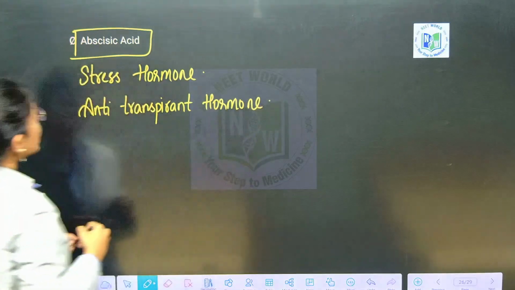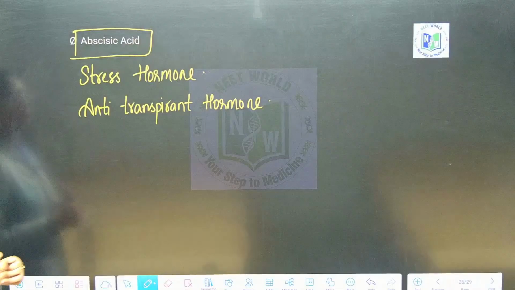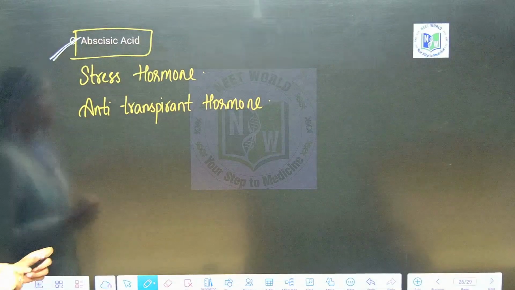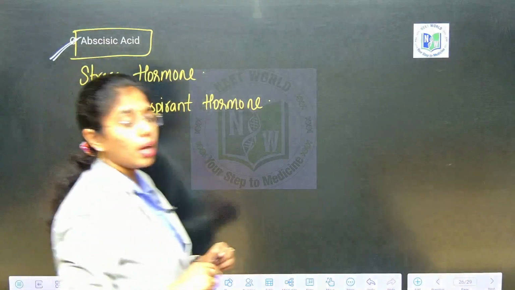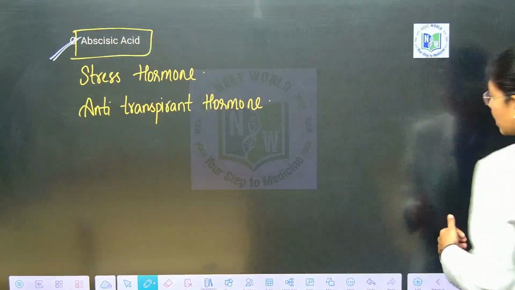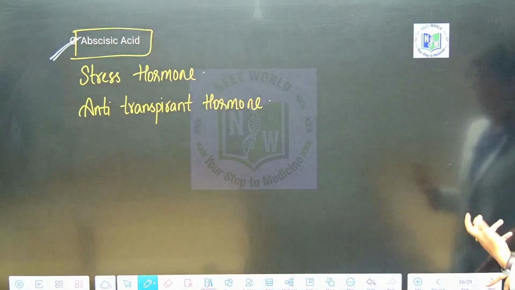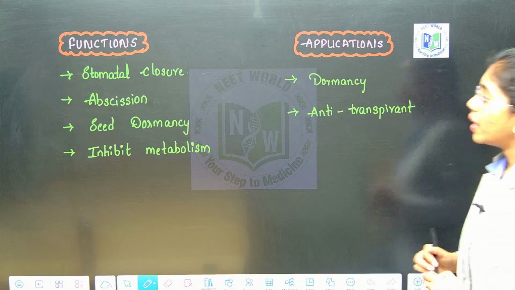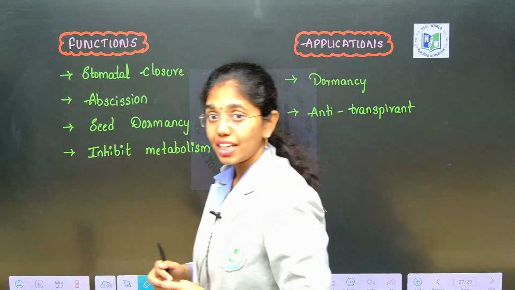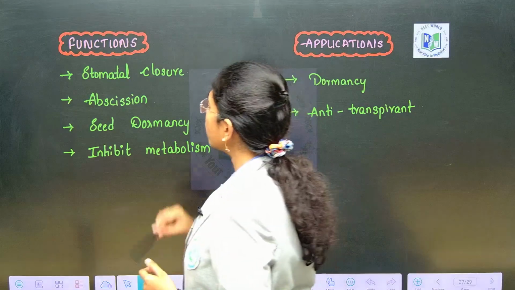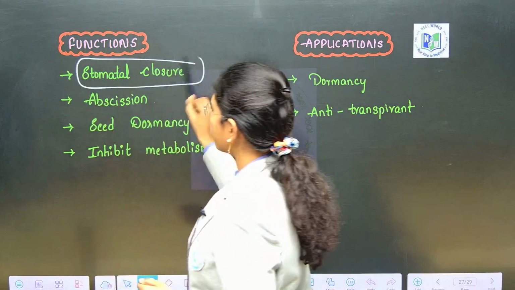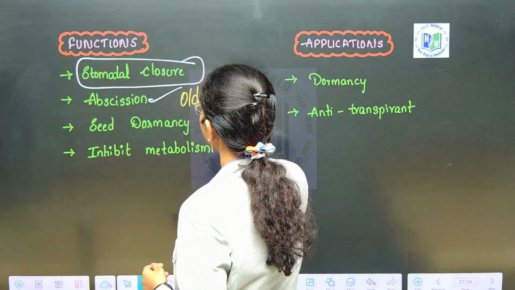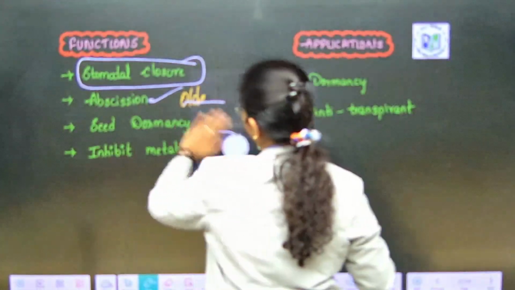Abscisic acid is known as the stress hormone or anti-transpirant hormone. What does it do? Abscisic acid is synthesized in stressful conditions, where it promotes the growth of the plant even in stressful conditions. For example, in desert areas, whenever there is heat stress, abscisic acid will induce stomatal closure, and it will promote the abscission of older leaves and younger leaves also.